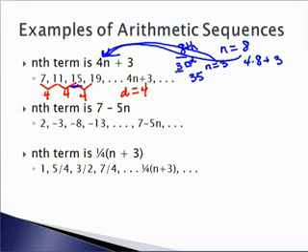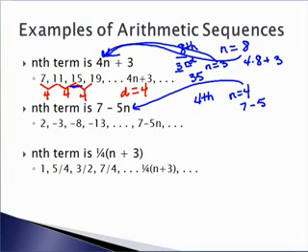Okay, on the next one, it says the nth term is 7 minus 5n. So let's just say we want to find the fourth term. So that means the n is 4. So we plug a 4 into our formula. So 7 minus 5 times 4. 7 minus 20 is negative 13. And sure enough, our fourth term is negative 13.